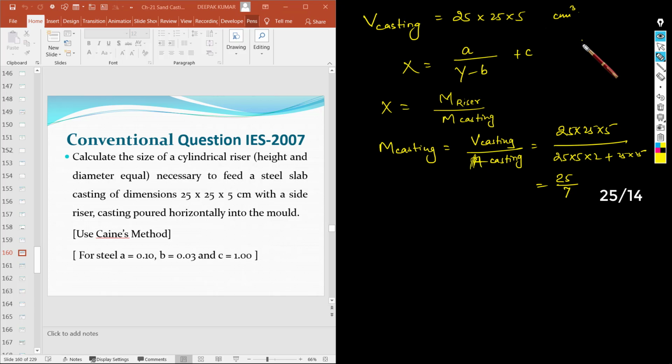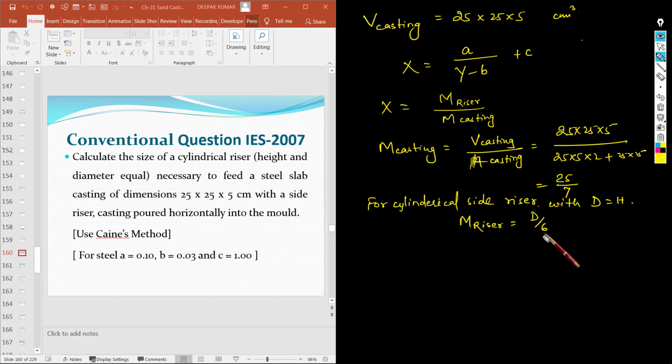Okay, it's a side riser, and a cylindrical side riser. For a cylindrical riser with d is equal to h, what will be the modulus of riser? So modulus of riser will be d by 6. We know that. So from here we got that. So we will put it here and we calculate x.